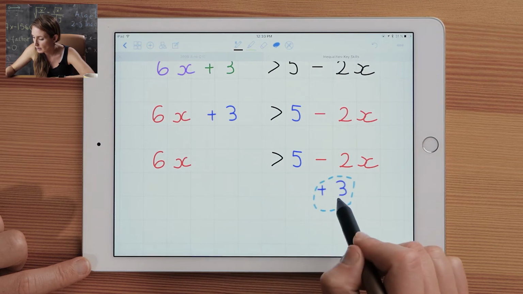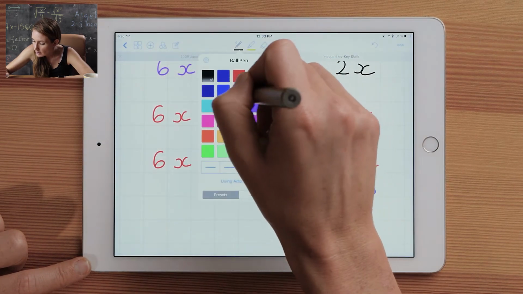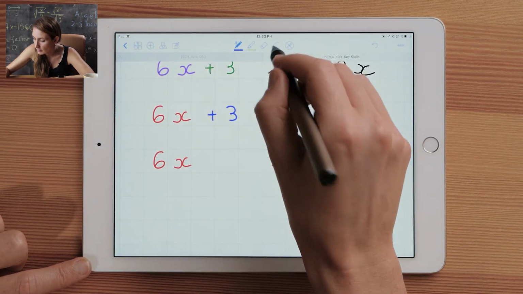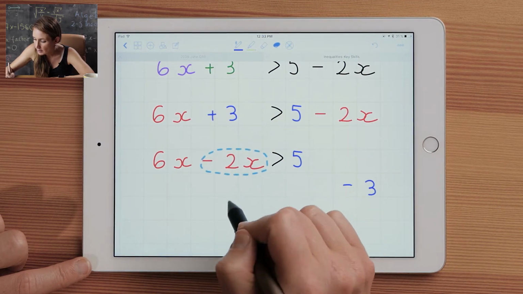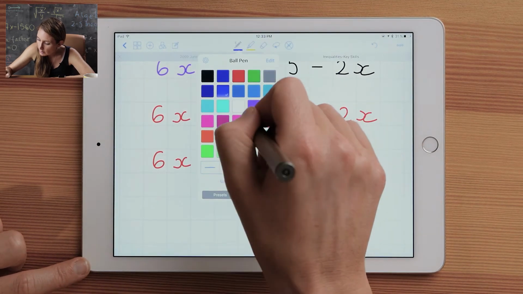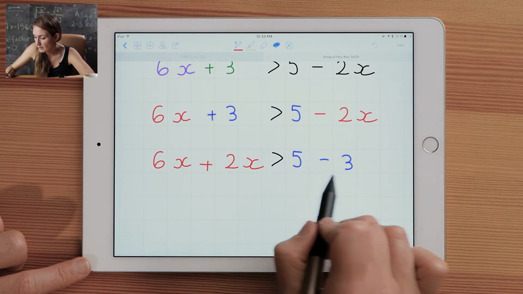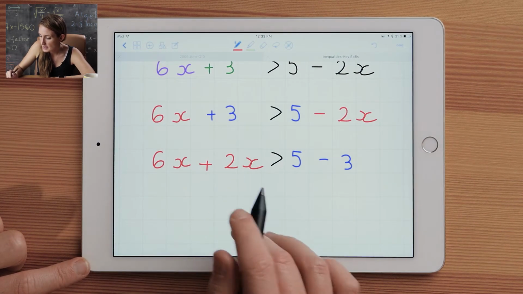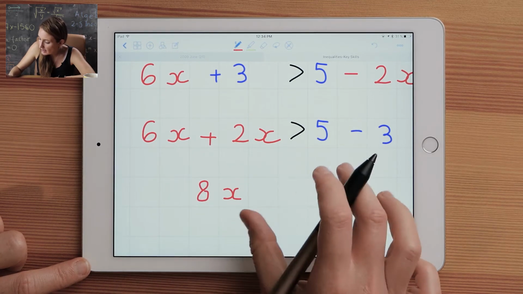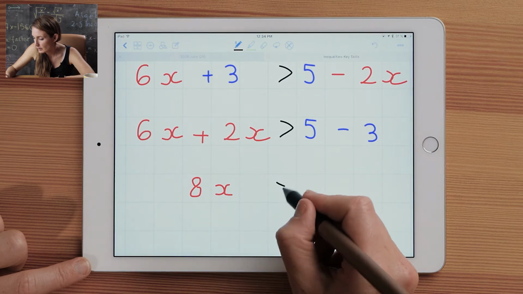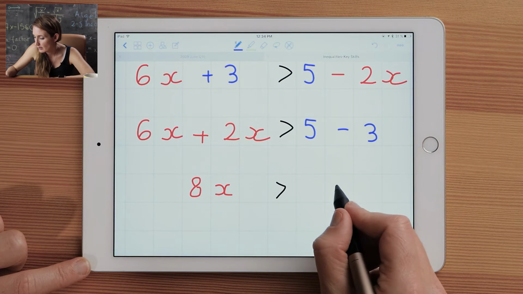I'm going to put the 3 over to this side, but when I put it over, it needs to change from plus 3 to minus 3. I'm going to do the same with the minus 2x. I'm going to move it over the inequality, and I'm going to change that to plus. So you can see everything is matching up now. 6x plus 2x, well, 6 plus 2 is 8, so that's 8x. And over here, 5 minus 3 is 2.